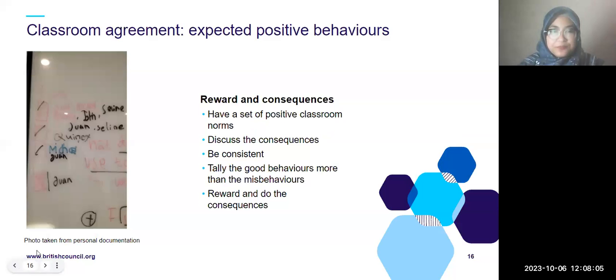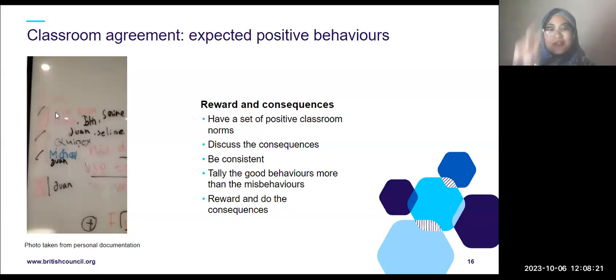First, SEL is about how to make your class more positive. So if you pay attention to SEL, you have to work on classroom agreements and expected positive behaviors. Here I have something like when you play football: three yellow cards until you get a red. And if you get red, it means you cannot play again.